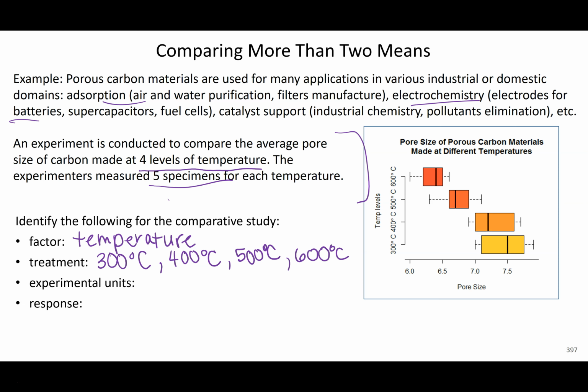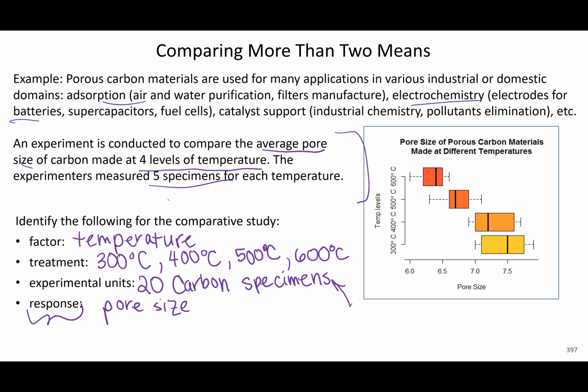My experimental units. This is what I'm actually analyzing here. These are the 20 carbon specimens. It's kind of peculiar to call them specimens, but that is what we have here. So the 20 carbon pieces that we're looking at. And then the response variable: this is essentially getting at what I measure from each of these 20 carbon specimens. What we're looking at is the pore size. I do not know the units, otherwise I would include them, but I imagine it's fairly small.